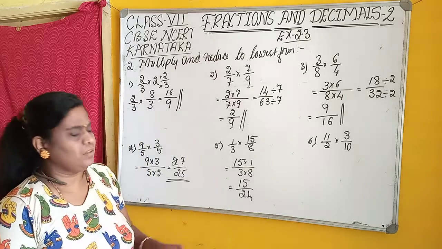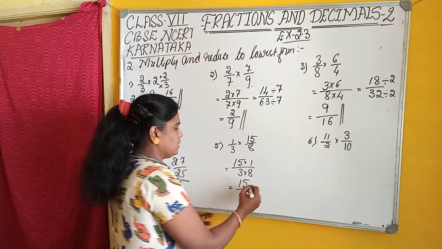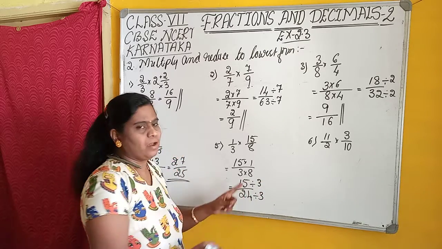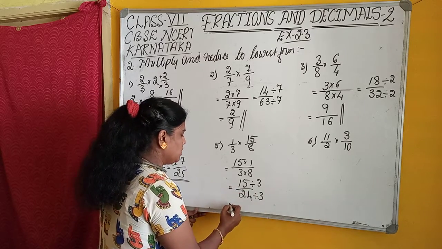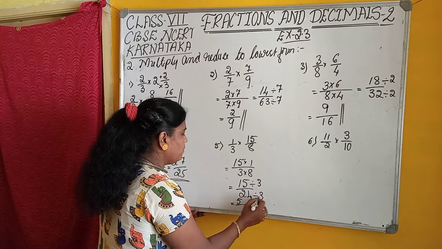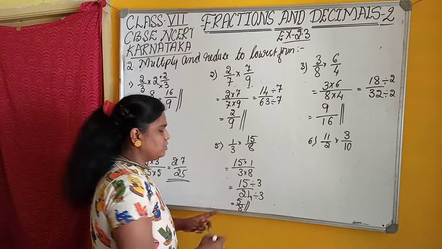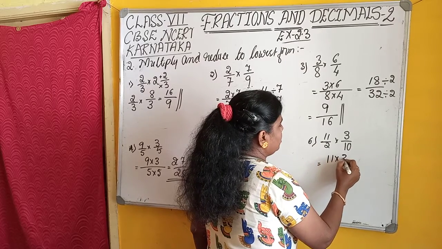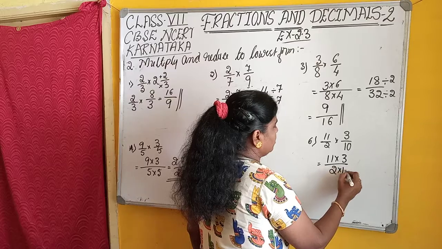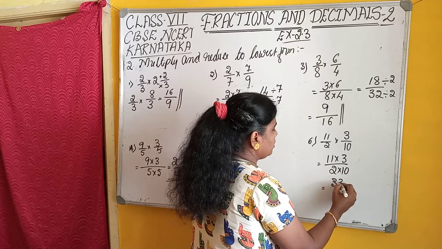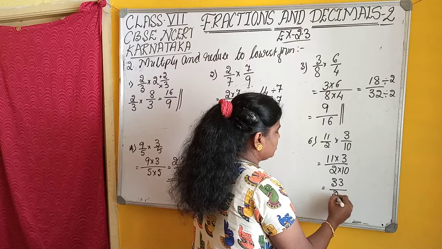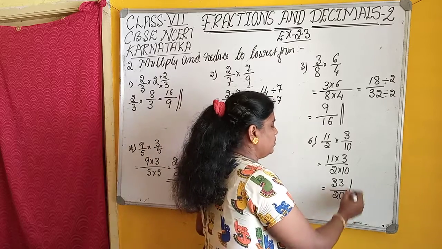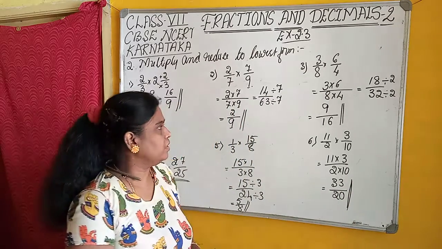Okay, now you can tell me which is the highest common divisor for this. That is equals to 3. Here also 3. When both of them are divided by 3, 15 by 3 is equals to 5, and 24 by 3 is 8. That is equals to 5 by 8. Next, 11 3s are 33, 11 into 3 divided by 2 into 10, that is 20. Here it is an odd number 33. It's an even number. Both of them are not dividing by any common divisor.